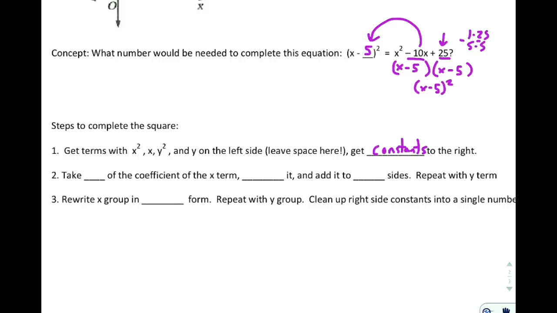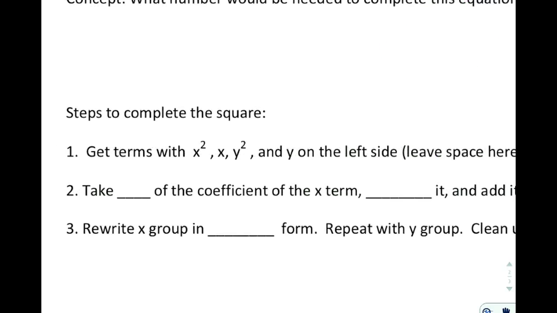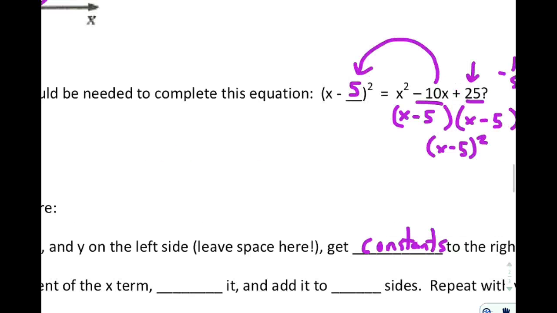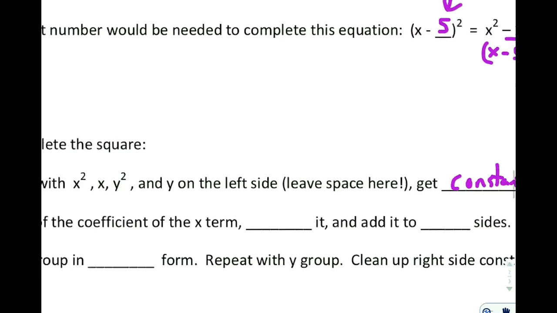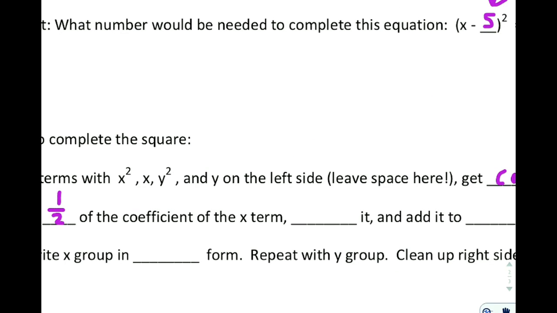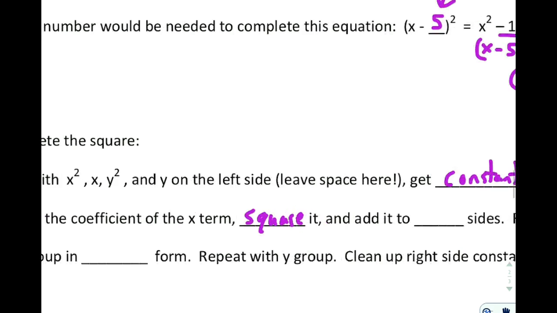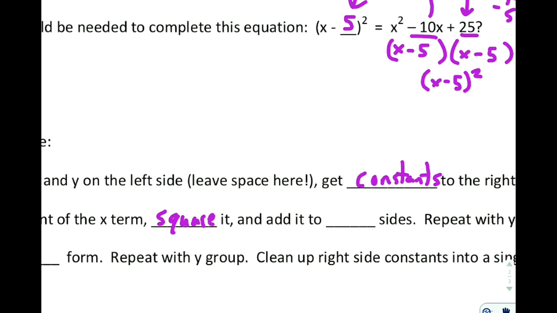The second step you're going to do is take half of the coefficient of the x term, whatever number is next to x, kind of like we did up here. Half of negative 10 is negative 5. Then we're going to square it, and then we're going to add it to both sides of the equation. When I said we need to make sure that we get that perfect number, in this case 25, we would actually do that ourselves. We would add 25 to both sides.